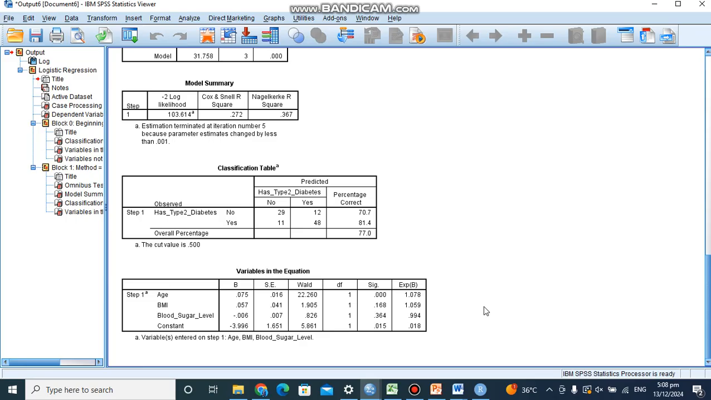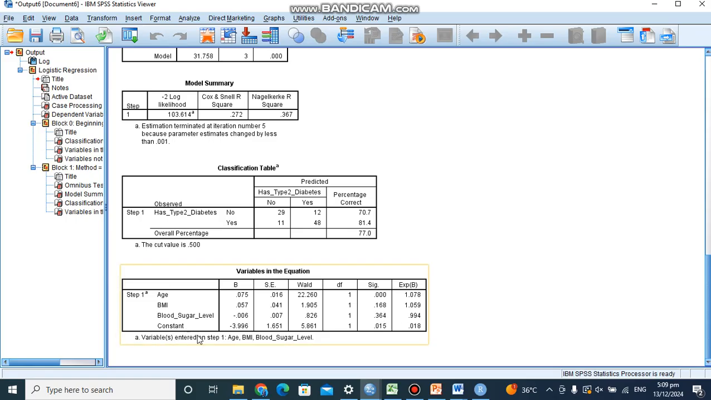Let's quickly go to blood sugar level. For blood sugar level, the coefficient there is minus 0.006, and the p-value here is 0.364. What this is implying is that for every one unit increase in blood sugar level, there's a slight decrease in the odds, about 0.6%. Although, like we can see here, it is not statistically significant.